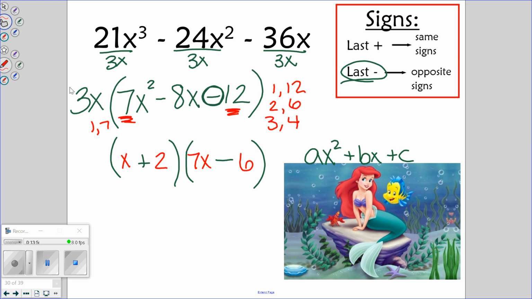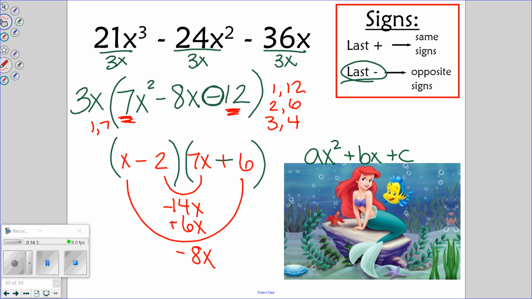Do you want them in that order? Yeah. All right, so if we check, we get 14x minus 6x. That gives me a positive 8x. Just flip my signs. Yeah, it needs to be negative, so that one should be the plus, this one should be the minus. That'll flip all your signs.